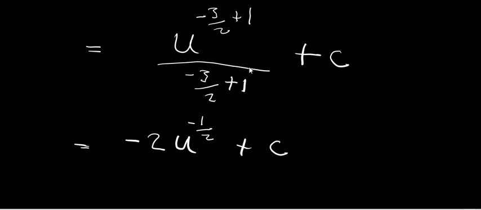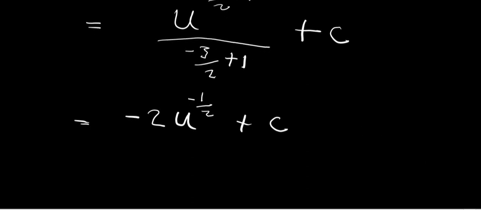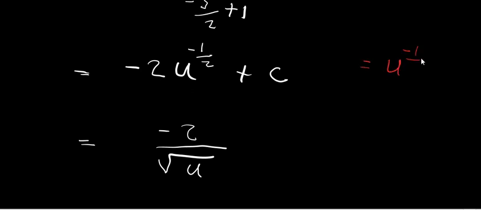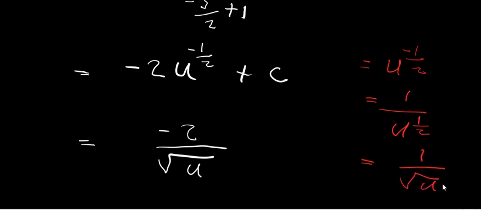Plus c, if you work out that one on top there. So since we have worked out that guy, what are we simply having? What we are simply having here is, because this is to the power half, this can easily be written as 2 over square root what? Square root u. Okay, 2 over square root u, because we know that u to the power half is the same as 1 over u to the power half, and this u to the power half is the same as 1 over square root what? U. Okay, so that's what we have done there.